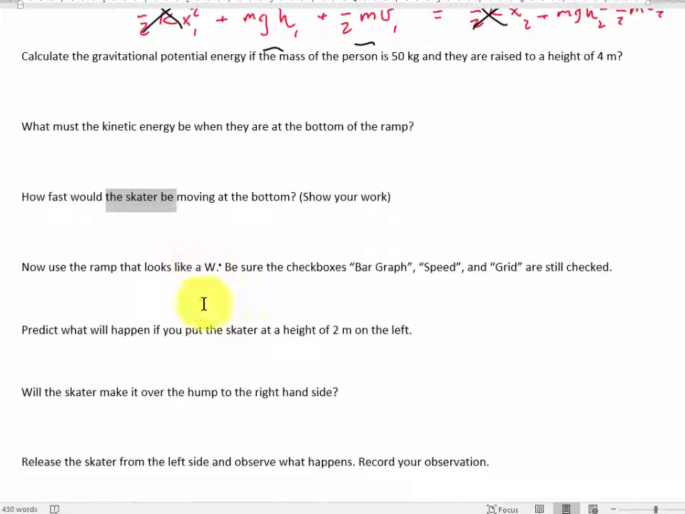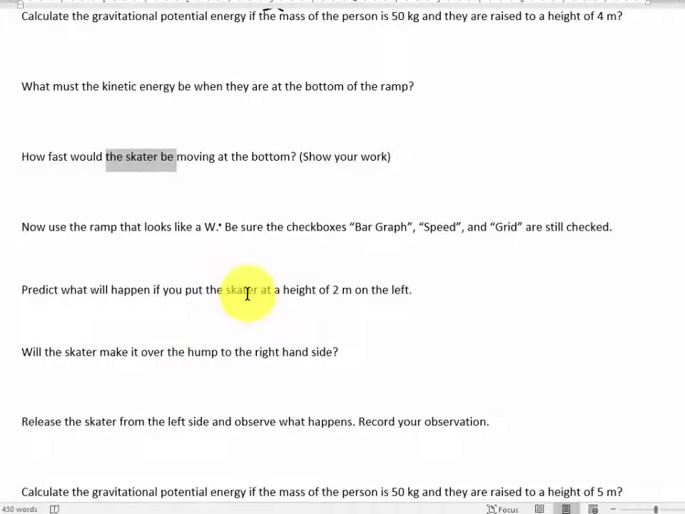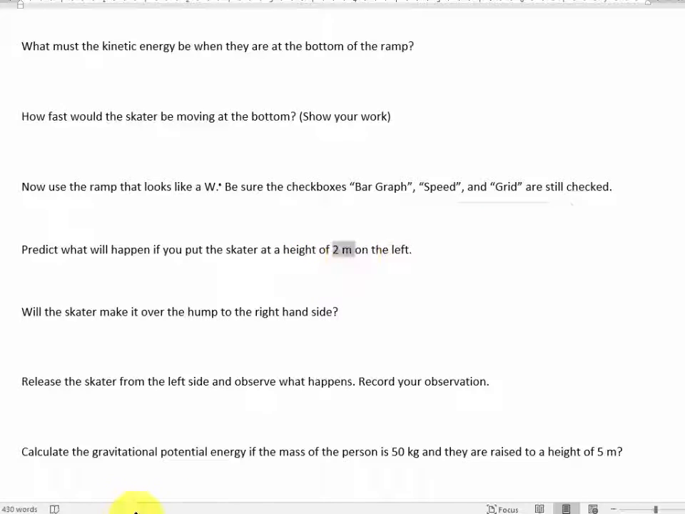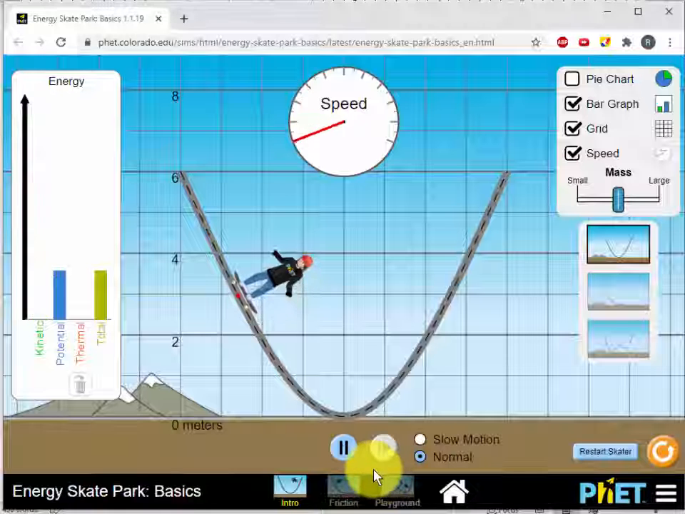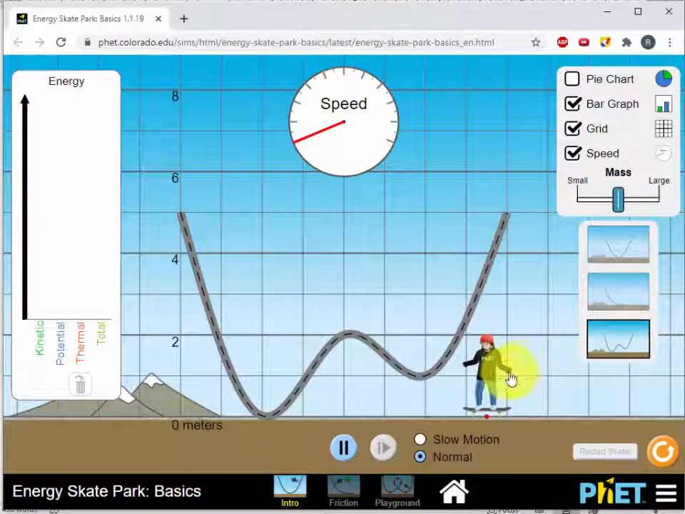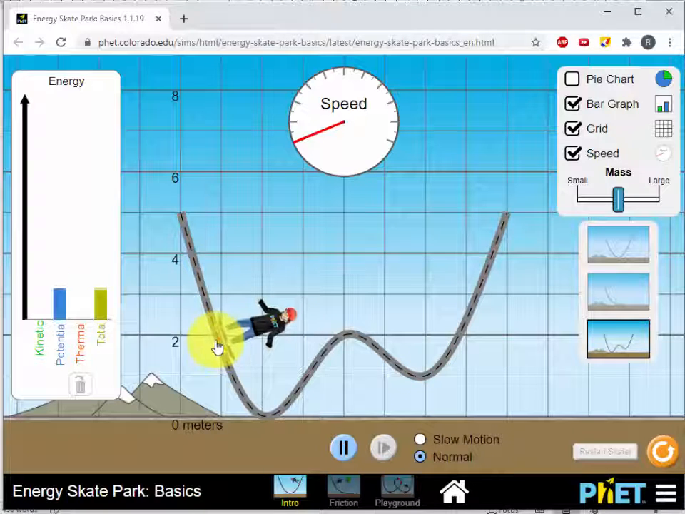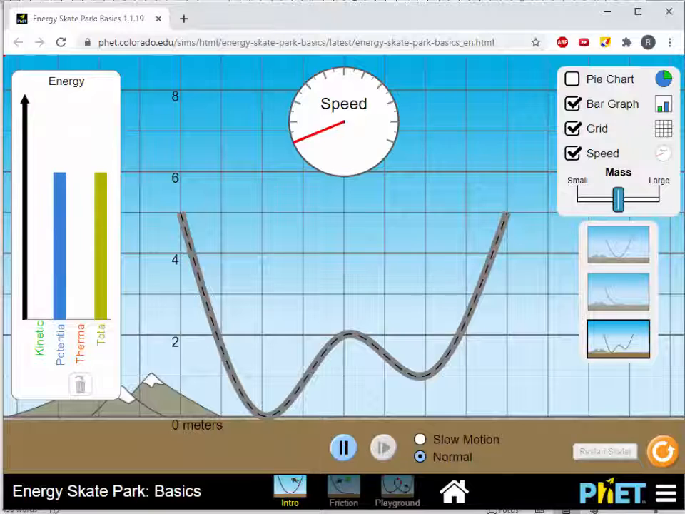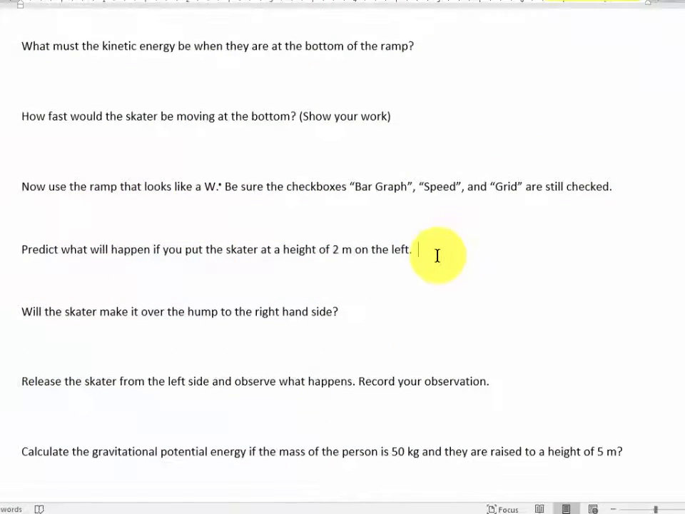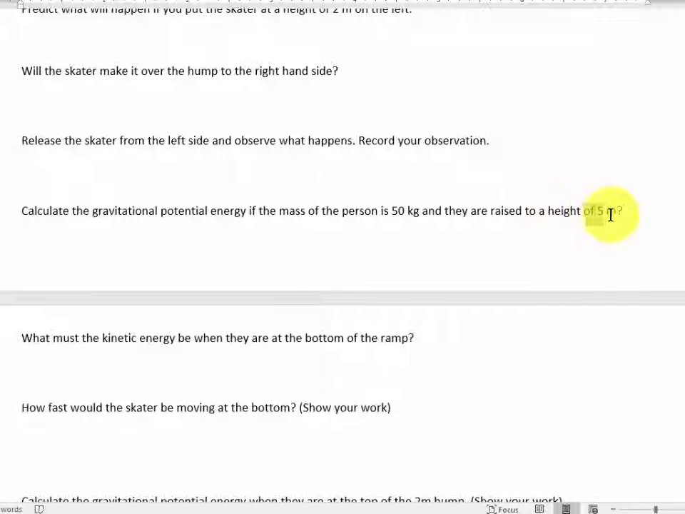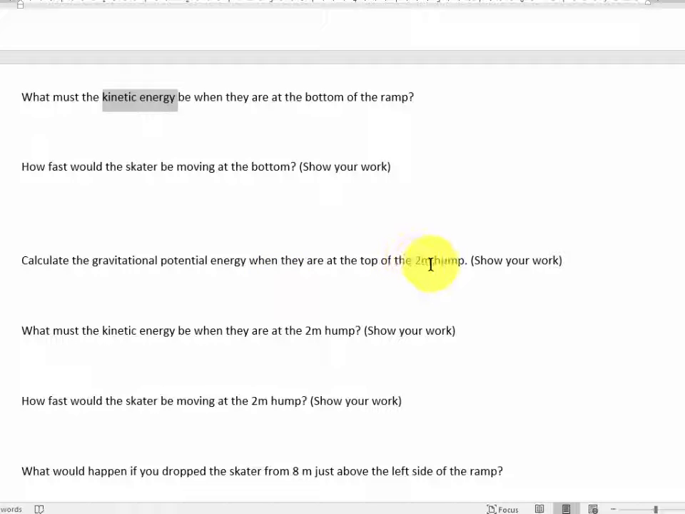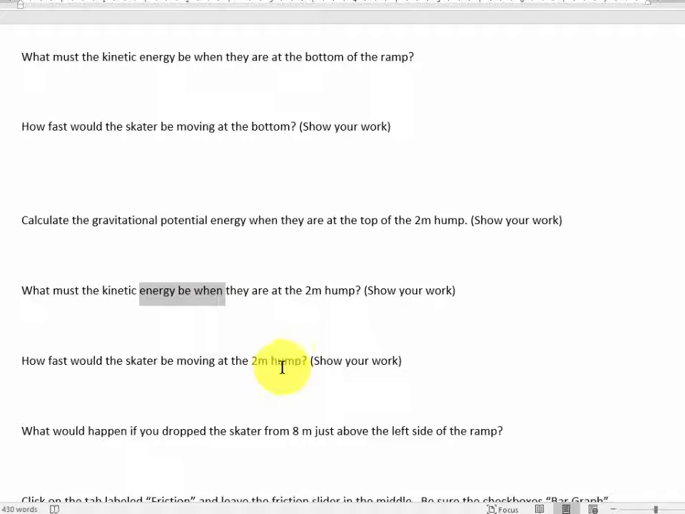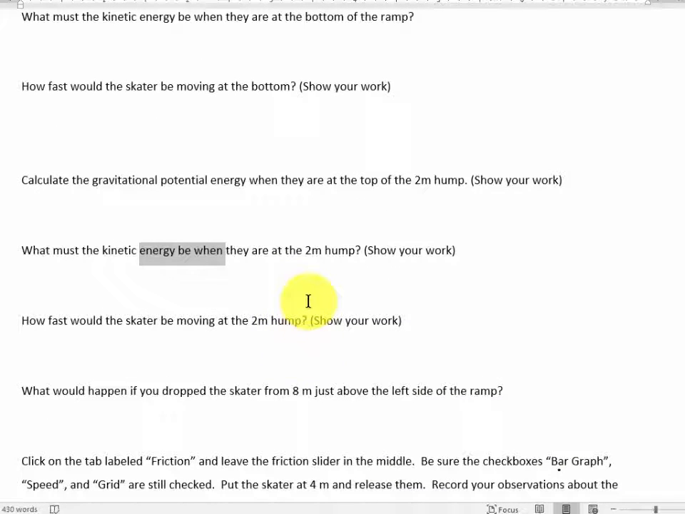Then we're going to change the ramp and leave everything else as it was. I have you put the skater 2 meters on the left side of this little W thing. So if I come back to this, you can pick this one right there. I have you put the skater just right here and make a prediction whether he makes it over it or not. Then I have you move him up higher, calculate what the kinetic energy must be at the bottom of the ramp, calculate what the gravitational potential energy at the 2 meter hump must be, and then what kinetic energy he must have at the 2 meter hump. All you're using is conservation of energy for this.